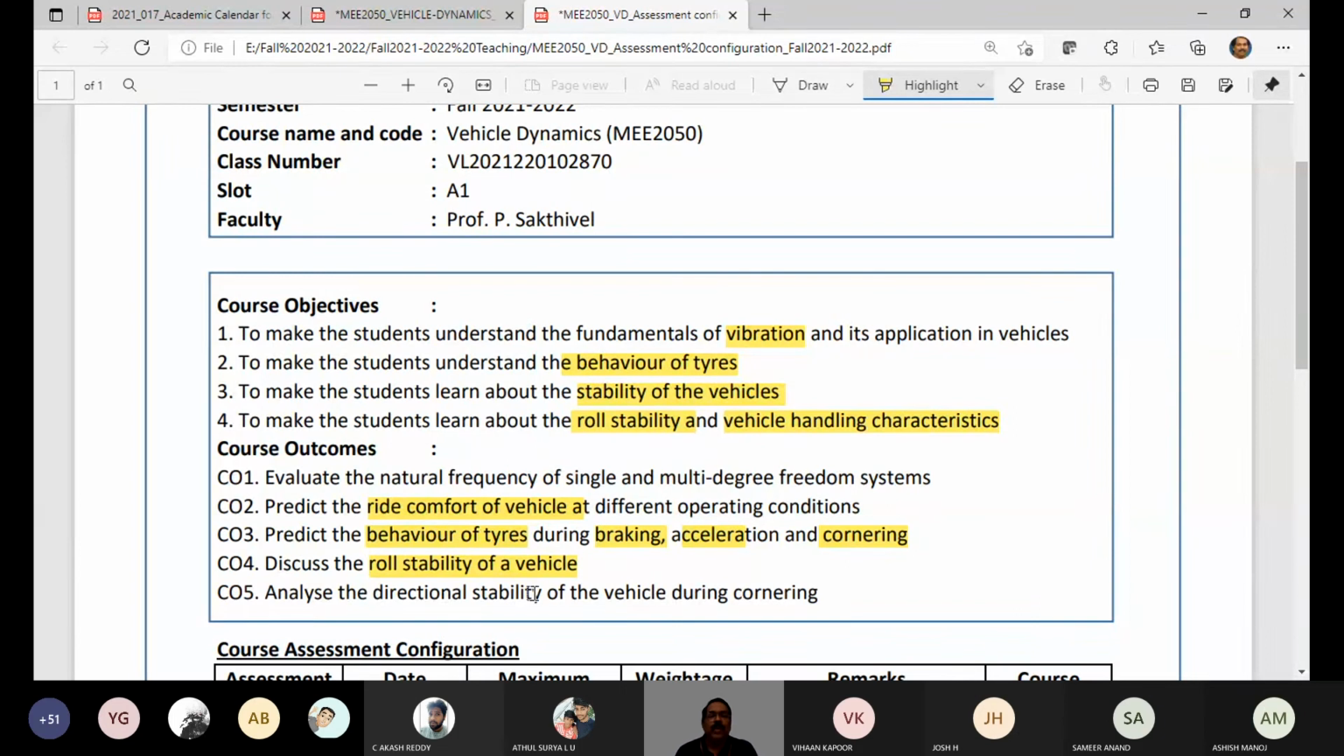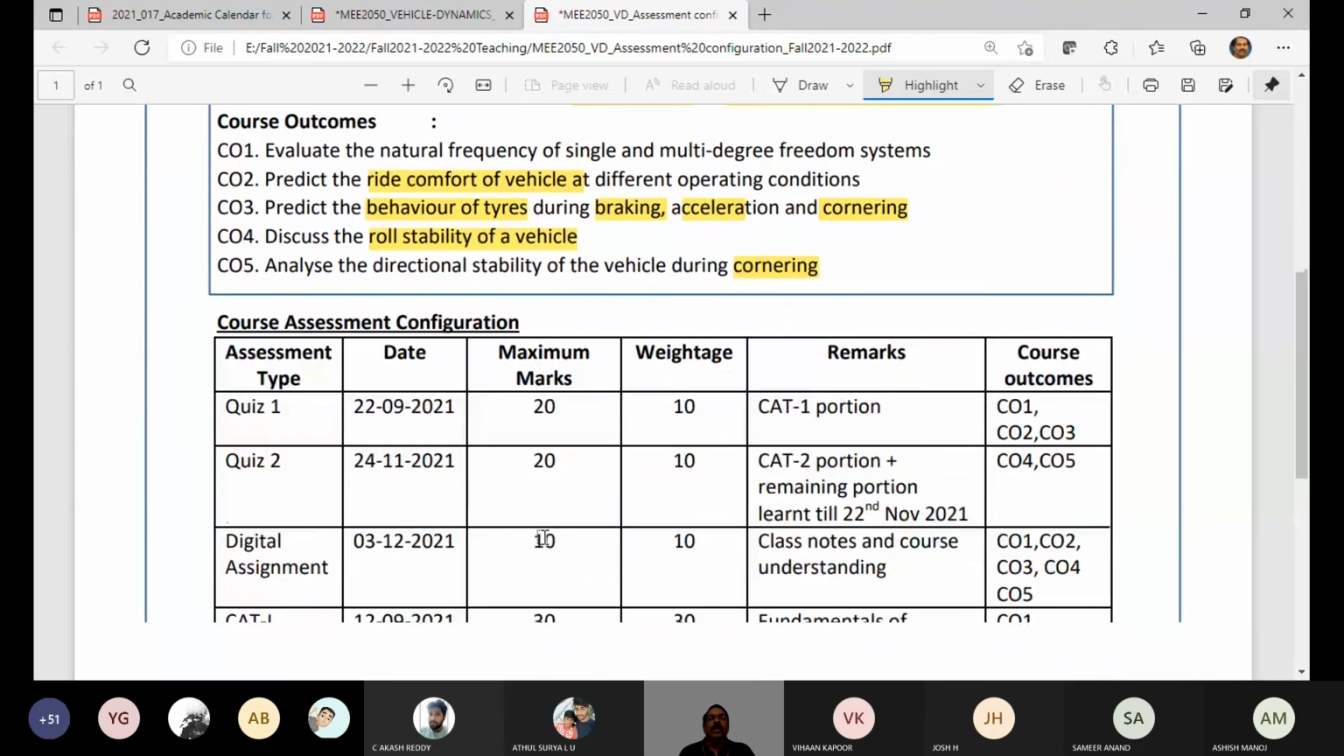So the fifth course outcome is to look at vehicle lateral dynamics. Handling means lateral dynamics. So analyze the vehicle's directional stability during cornering is your fifth course outcome.